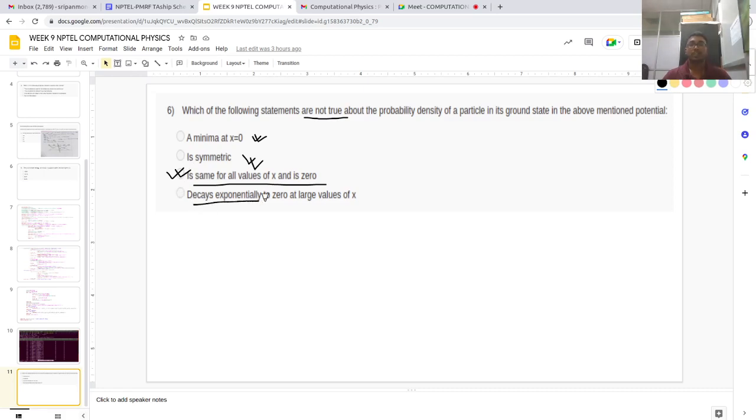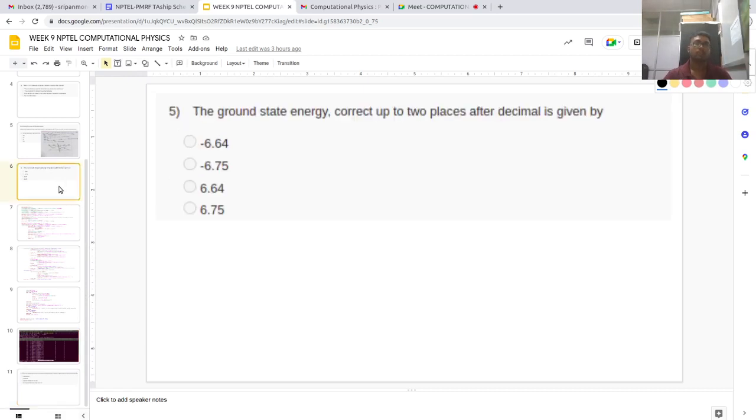It also decays exponentially to 0 at large values of x. That is also something that can be found by intuition, if not calculated exactly by solving the Schrodinger equation.